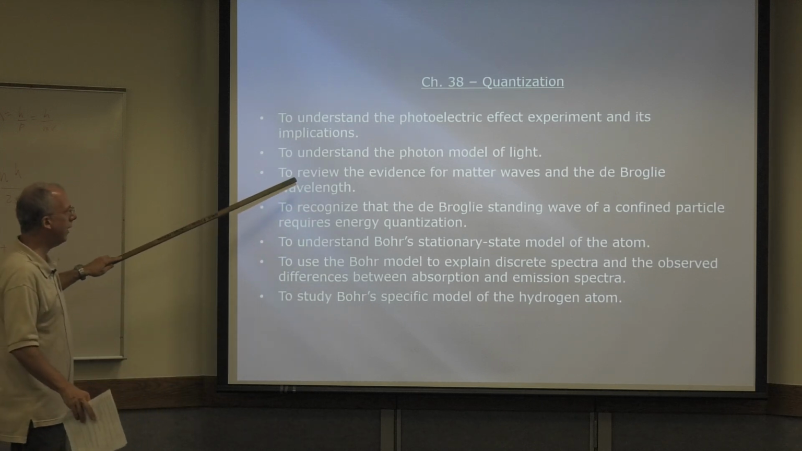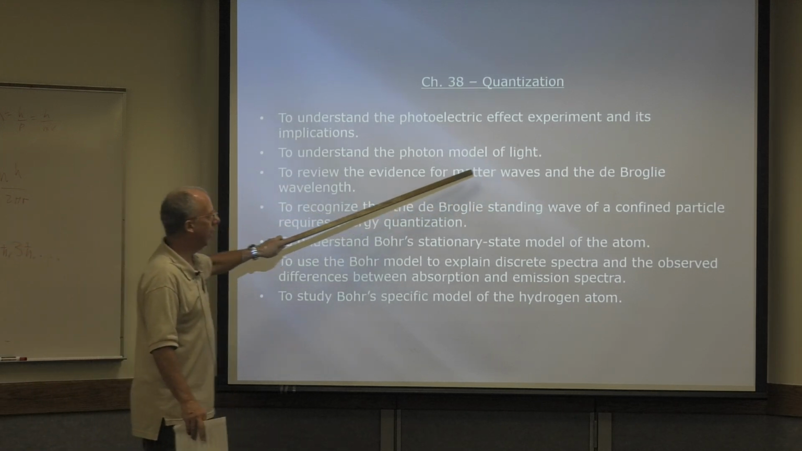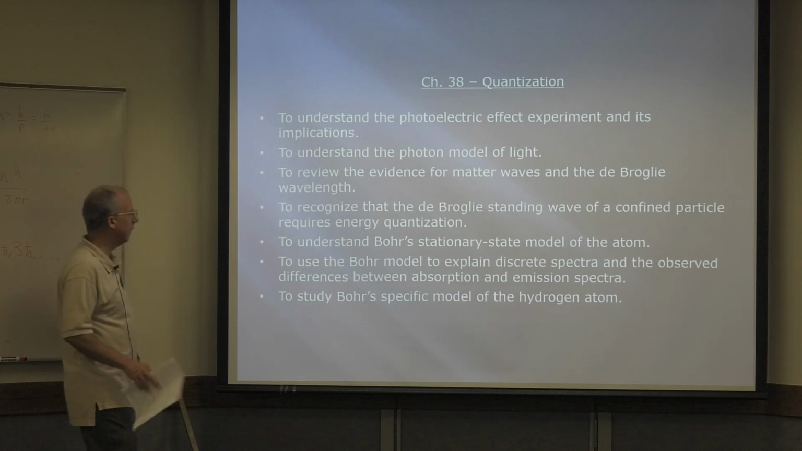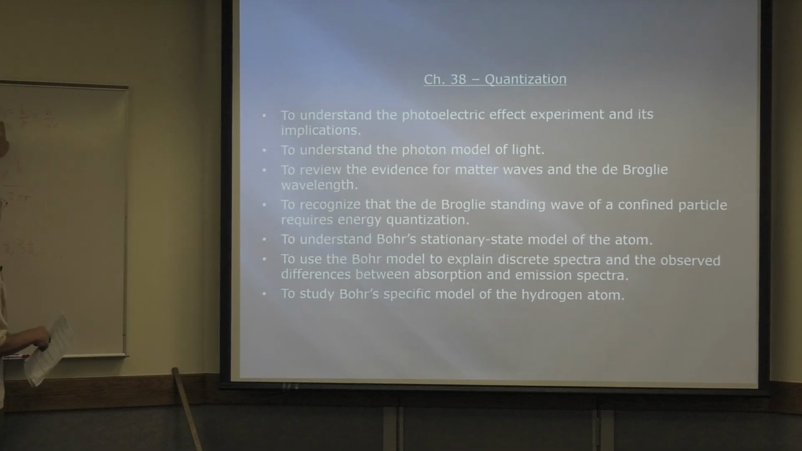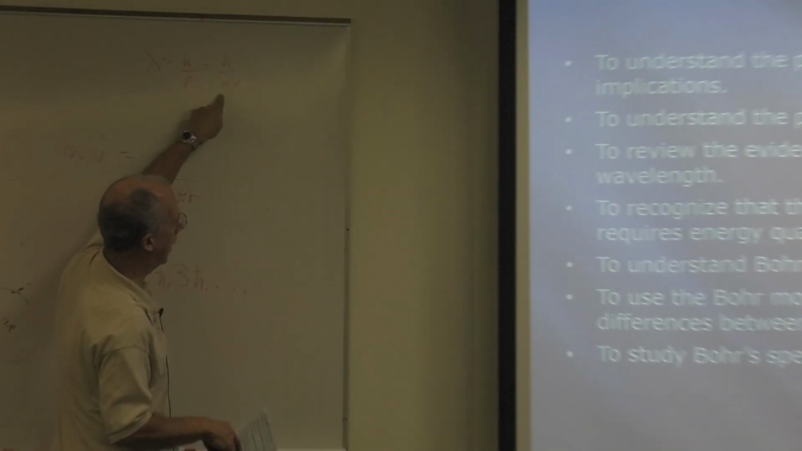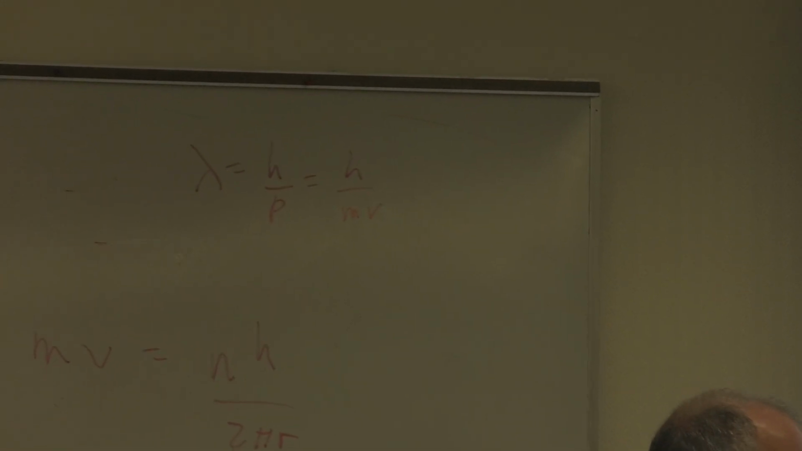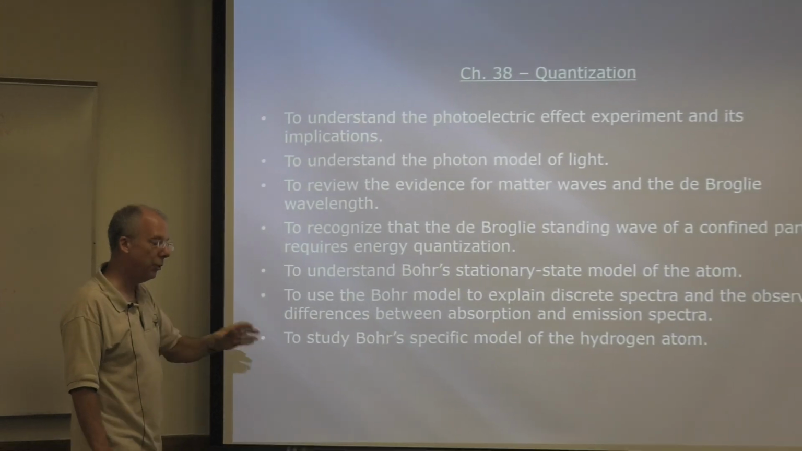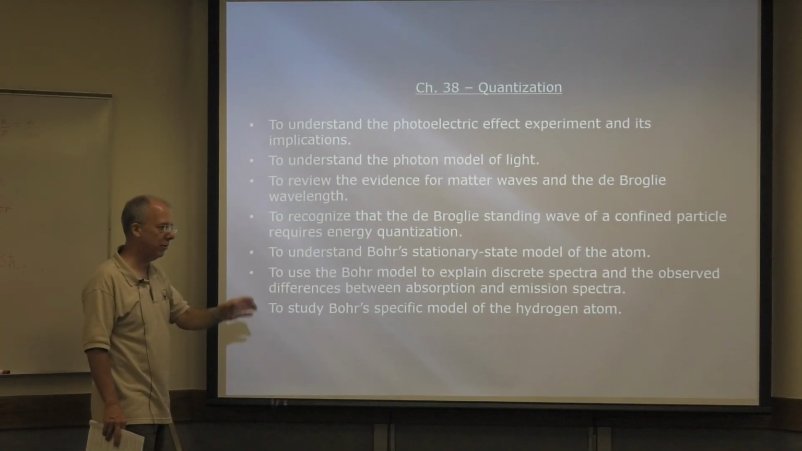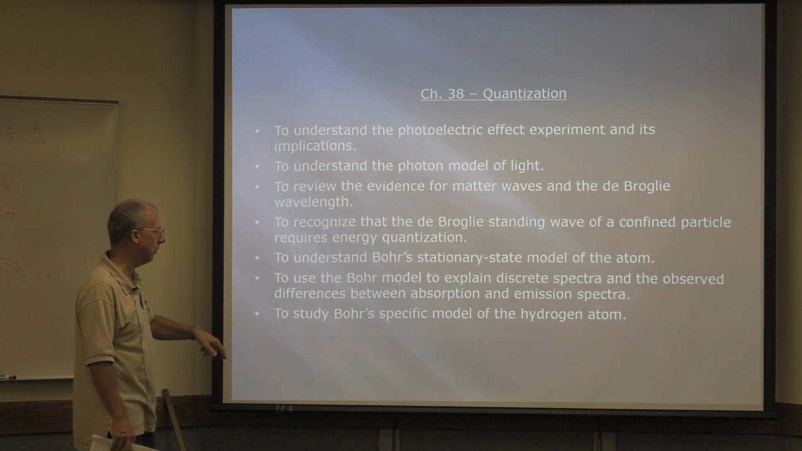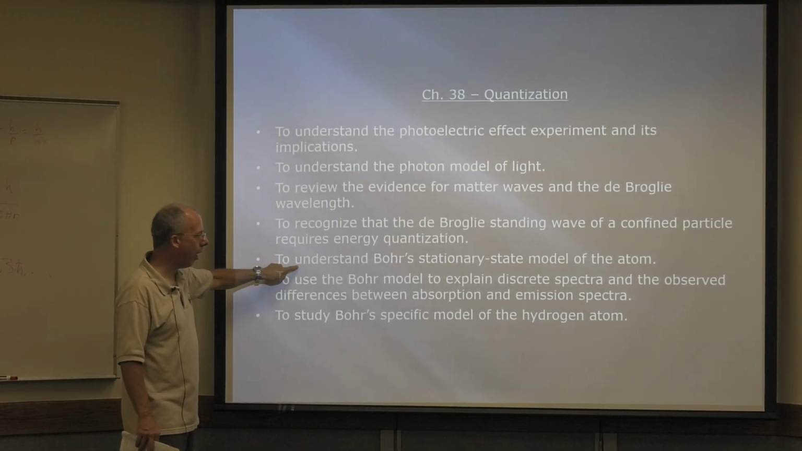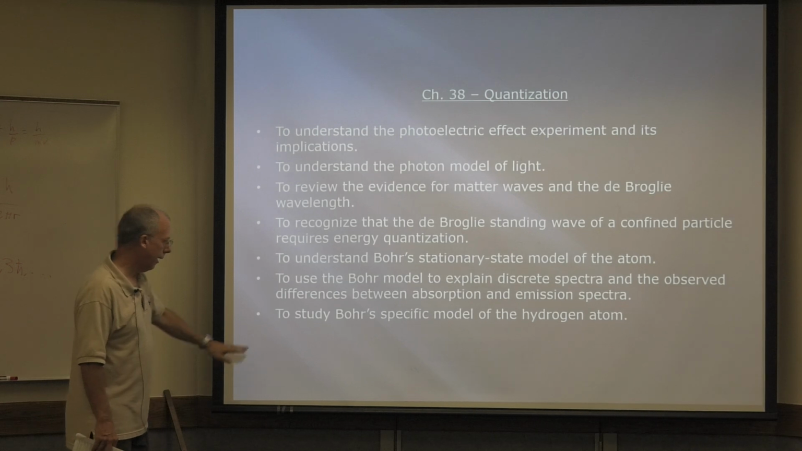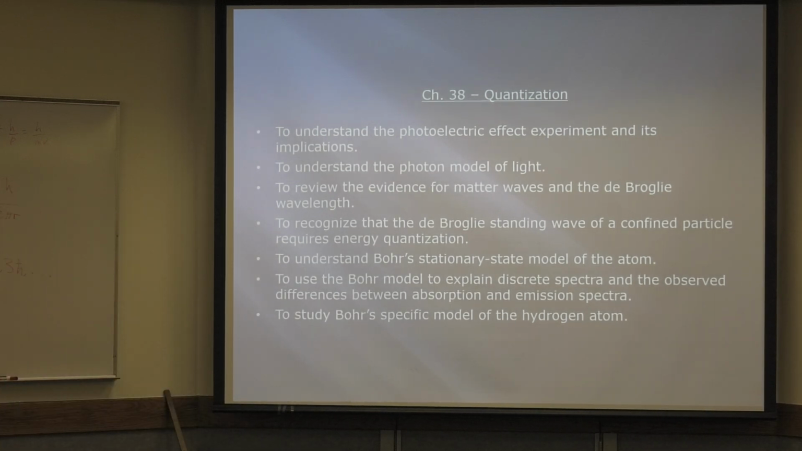Okay, then things got really wacky. We saw the de Broglie prediction that any massive particle acts like waves, and this incredibly important formula, the wavelength equals h over the momentum, h over mv. To recognize that the de Broglie standing wave of a confined particle requires energy quantization. When you confine a particle, you get energy quantized, so it's only certain allowed energy values. Then we learned about Bohr's stationary state model, how the model explained the spectra, and his hydrogen atom.